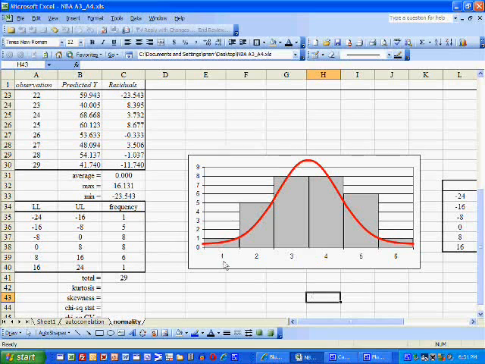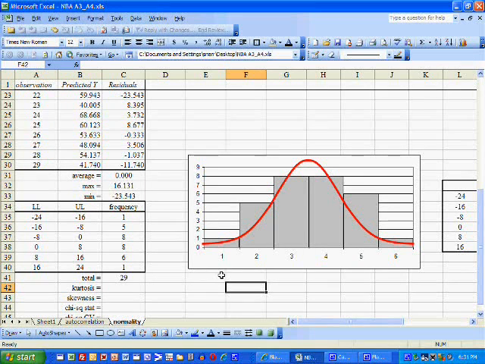Okay, so this one refers to the first interval. And that bar has a width equal to the difference between minus 24 and minus 16. So this bar has a width of 8. It has a height of 1 because there's only one residual between minus 24 and minus 16.